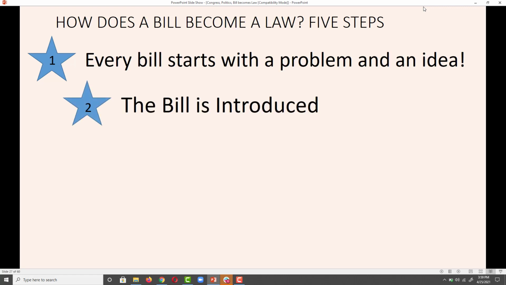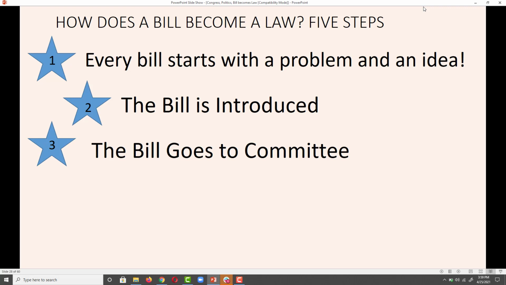The bill is introduced usually to the House. Why to the House? Bills that require funding, and most of them do, need to start in the House, not the Senate. The bill goes to committee, all sorts of committees, all right?